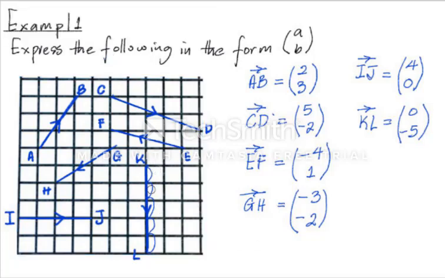So what must you remember? If you are representing a vector as a column matrix, the top value represents horizontal movement. The bottom value represents vertical movement. Horizontally, if you move to the left, that figure must be negative, and if you move to the right, the figure must be positive. Vertically, if you move up, the number is positive, and if you move down, the number is negative.